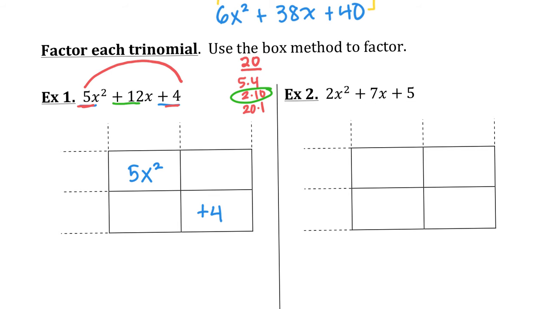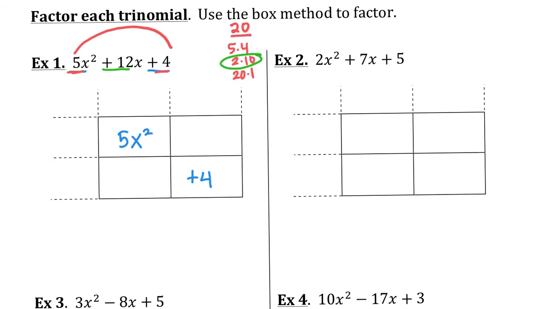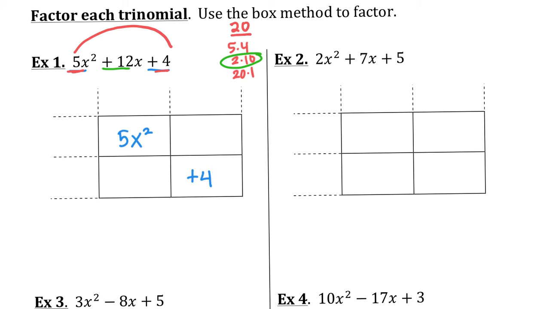Now before, that told us the answers. This time it's only going to tell us what goes in these boxes, and if you recall from above, this one has to have an x, and this one also has to have an x. So one of these boxes has to have a positive 2x, and one has to have a positive 10x, and it doesn't matter which one goes where. So let's try it like this for now.